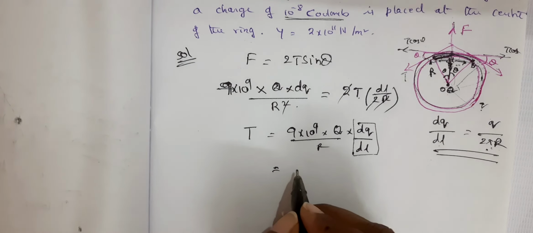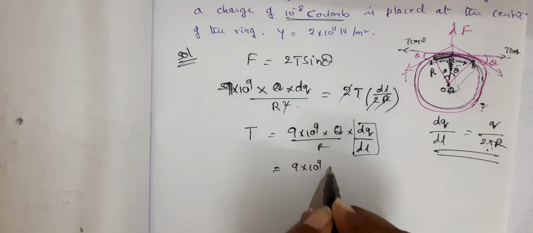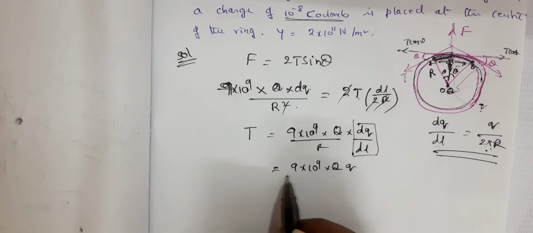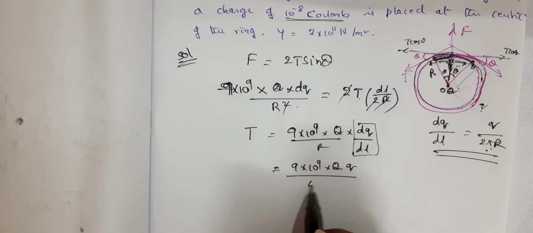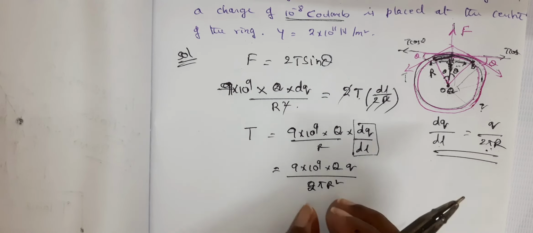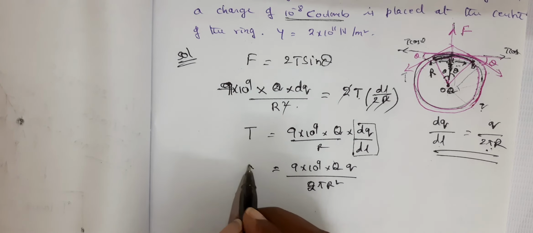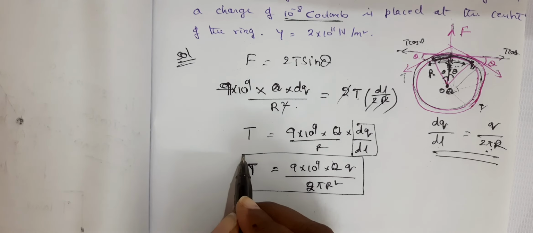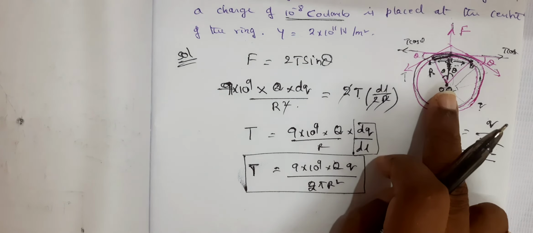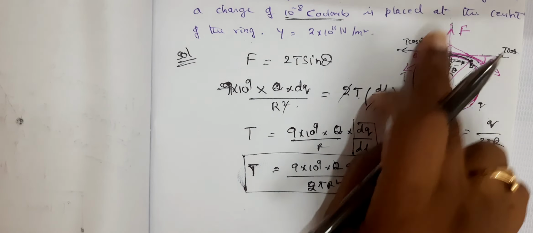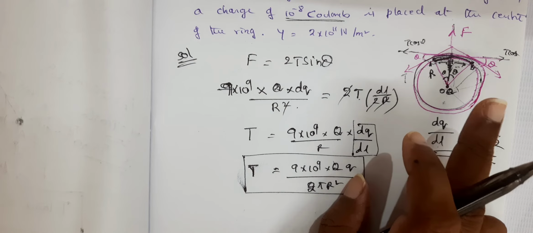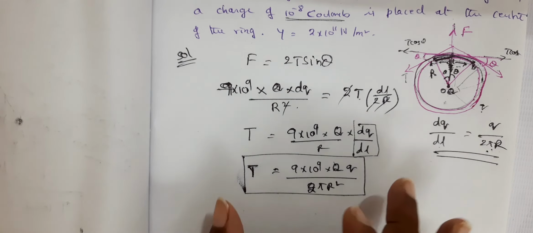So thus you will write it as 9 into 10 to the power of 9 into q, and dq by dl can be written as small q by 2 pi r. 2 pi r into r, 2 pi r square. So this is what t is. So we know the tension now, because of the forces which are acting between the small charge q and capital Q. So we got the tension.